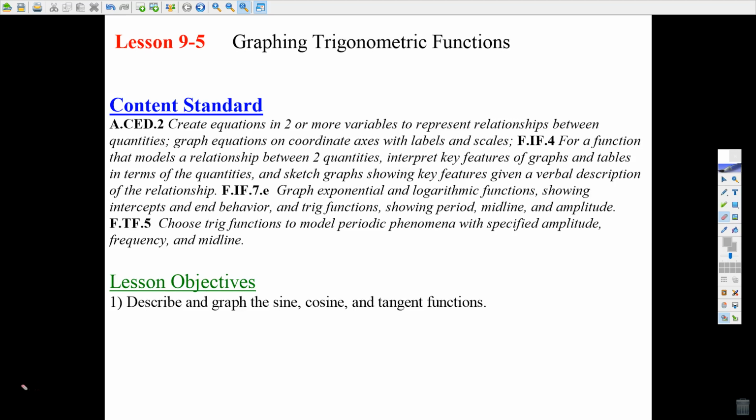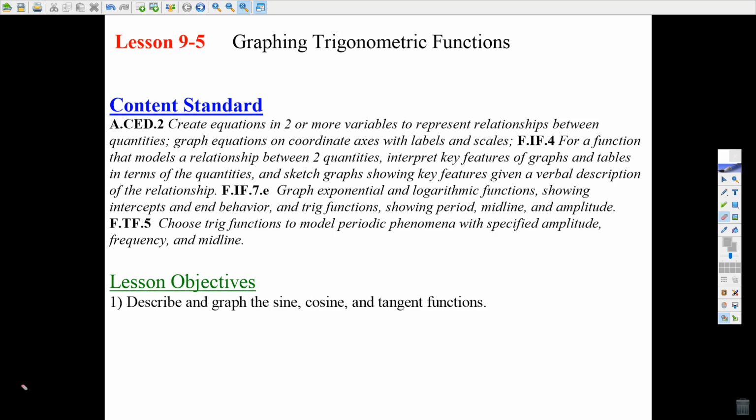All right, we've reached lesson 9.5 where we're actually going to start showing what the graphs of sine, cosine, and tangent look like. And there are graphs of the reciprocals of those as well, but we're just going to focus on these three. So we'll start with the graph of what we call the parent of these three, and then we'll look at some basic transformations at the end of the lesson.